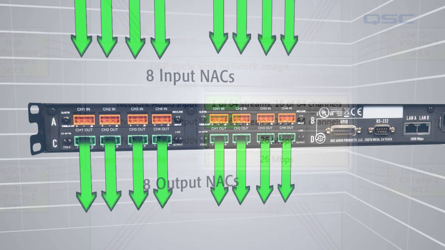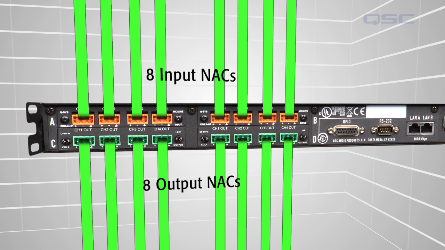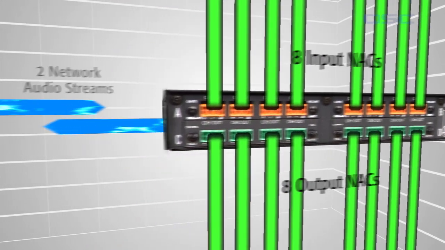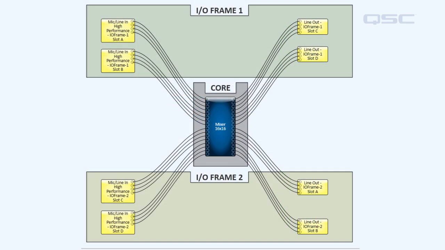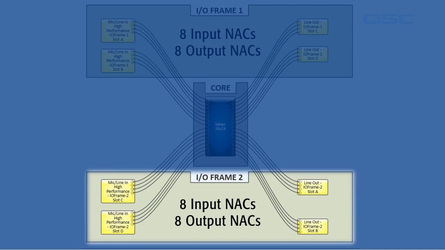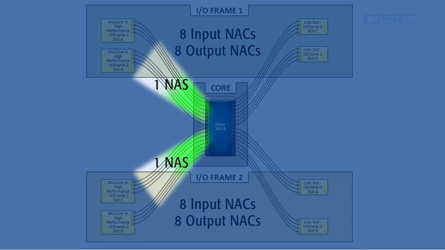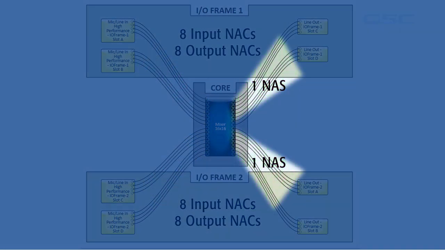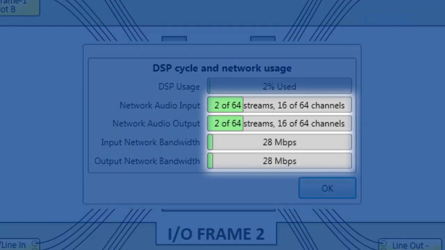But if an I/O frame has both inputs and outputs, it will use 2 network audio streams. This design here has the exact same setup as the last one, except the I/O frames each have half the inputs and half the outputs. You can see that this requires 2 network audio streams in and 2 network audio streams out, which has increased the amount of bandwidth on your network that you're using.